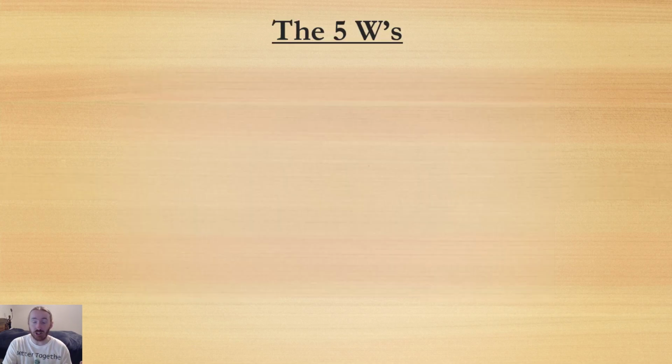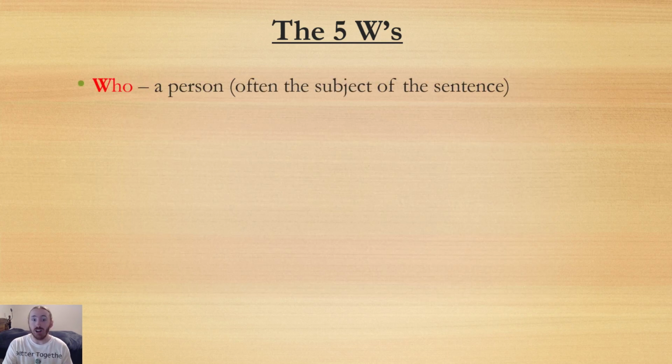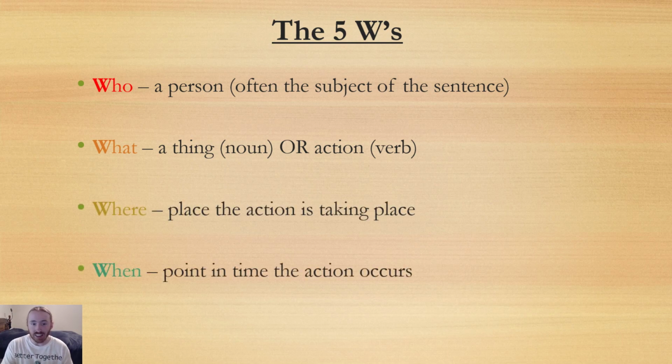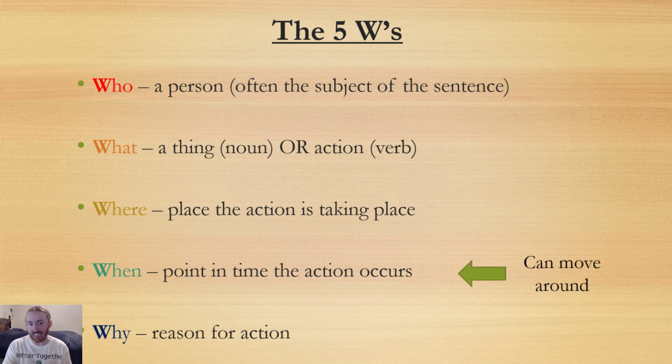The first thing that I'm going to show you is, of course, the 5 W's themselves. There is who, which is a person, often the subject of a sentence. There is what, a thing, a noun, or it also can be a verb, an action. There is where, a place the action is taking place. There is when, a point in time that the actions occur, and there is why, the reason for the action. Of these though, when is a little bit tricky in that it actually can kind of move around in its position in a sentence.